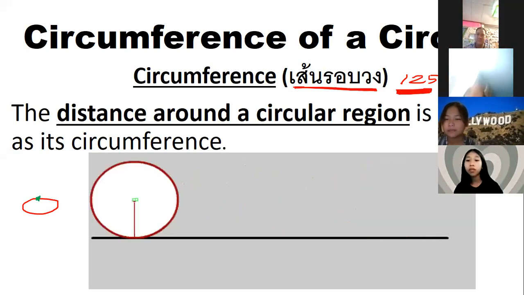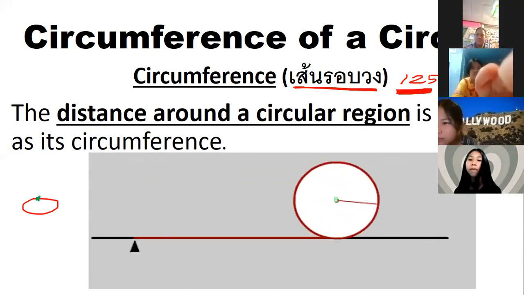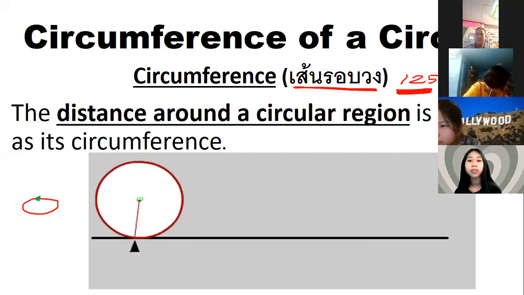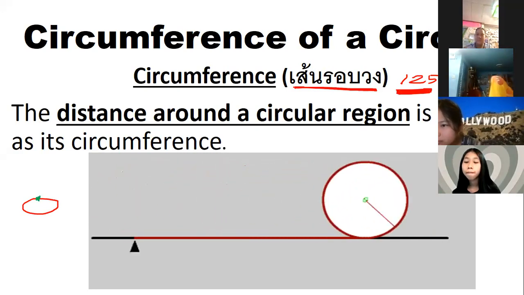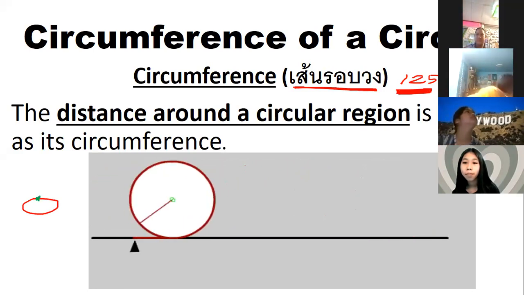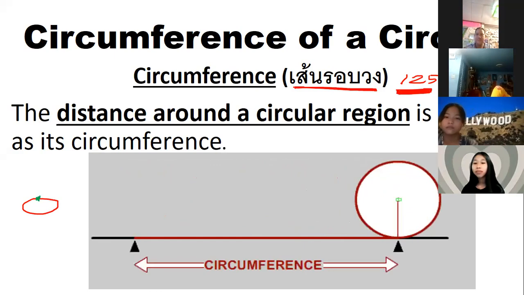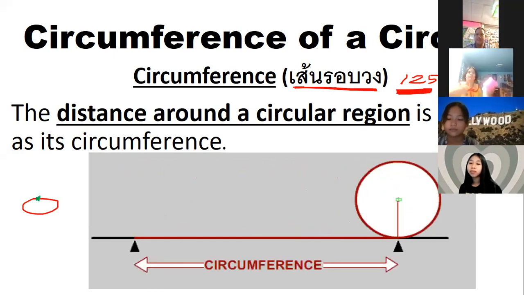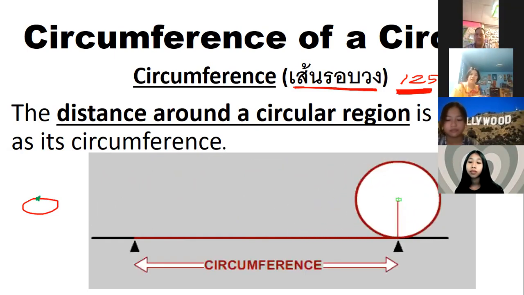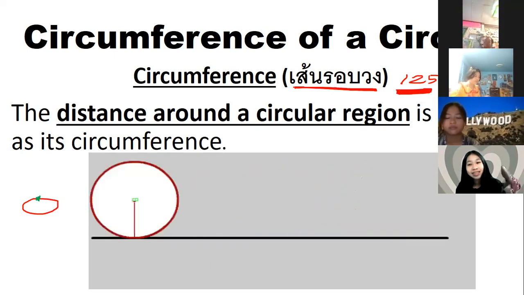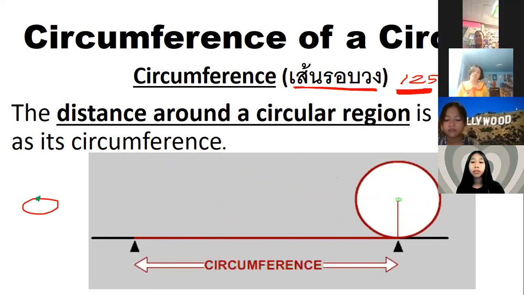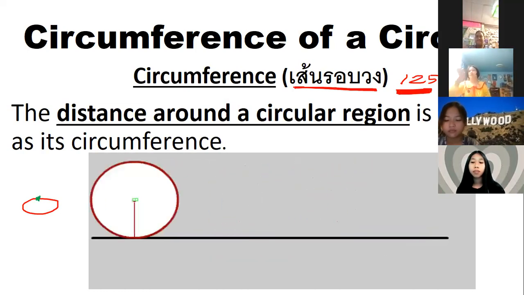If I cut this one, it will become straight, right? That's okay. Circle like that, a rubber band is fine. Very circle. So if we cut that one, what's the circumference of the circle? It will become like this.